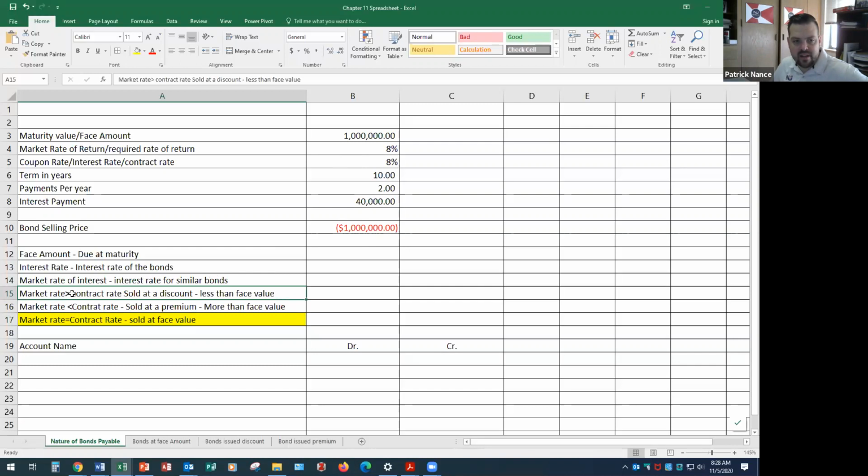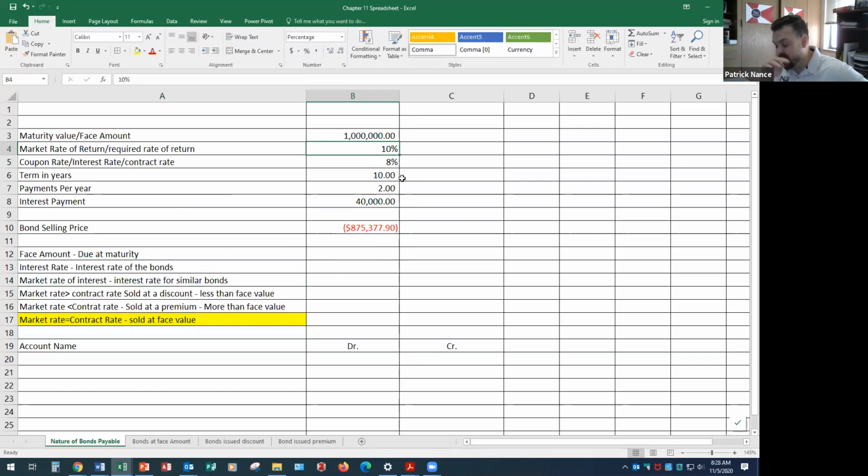Now, if the market rate is greater than the contract rate, so let's make this 10%, I'm going to have to sell it at a discount. So let's step back and say, all right, I'm selling a bond and I'm paying 8% interest, but everybody else who's selling bonds, similar risk, are selling for 10%. People don't want to buy my bond. I'm not going to buy. Why would you buy a bond that's paying 8% when you have the option to buy a bond that's 10%? The answer is you wouldn't, unless they discount the price.